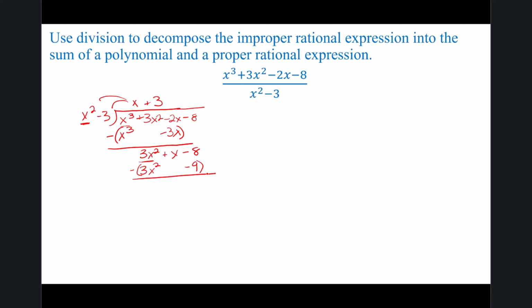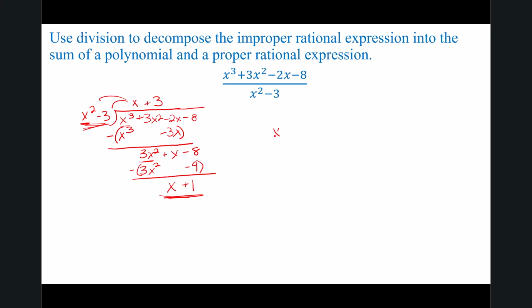And then subtract. 3x squared minus 3x squared is 0. X minus 0 is x. And negative 8 minus a negative 9 is 1. Now, once what we have here has a smaller degree than what we were dividing by, then we have our remainder. So x plus 1 is the remainder.